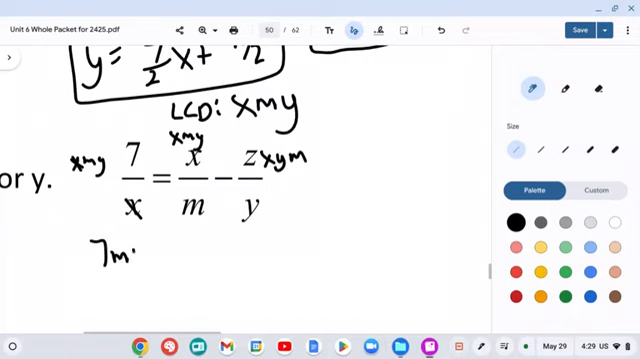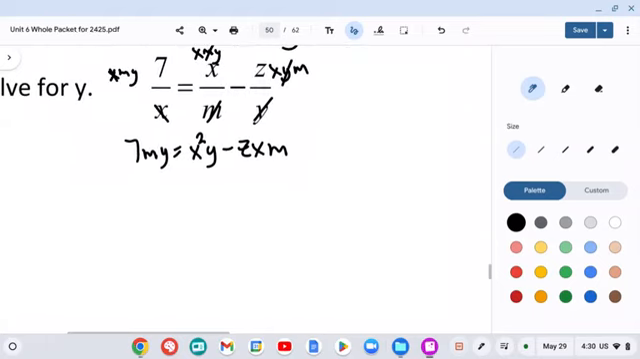I'm left with 7my for the left side. In the middle, the m's will cancel, and I'm left with x squared y. On the right side, the y's would cancel, and I'm left with zxm. Probably not the greatest alphabetical there. So they're asking you to get y by itself. So I'm going to move all the y's to one side. Oopsie, didn't mean to do that. I think that's in alphabetical order now on the right side.